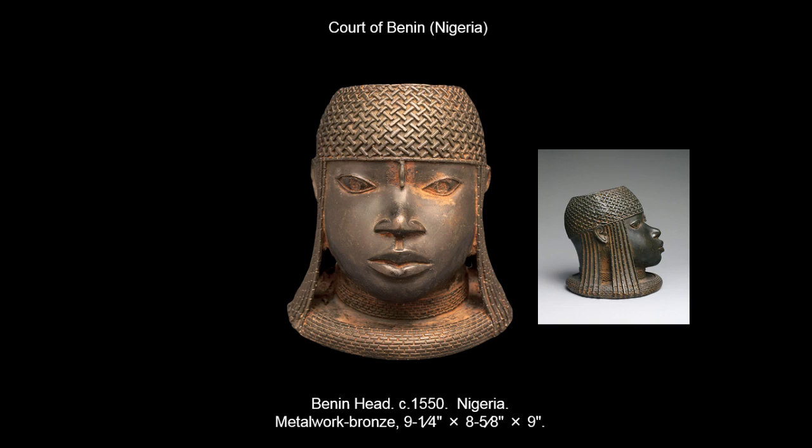Now, the reason why this is such a common sight coming out of the court of Benin is because this is a very important person we're looking at. This is an Oba, or in their language, a king. And this is a very typical thing to see in the honor, the cult of the Oba. Now, the reason why it's a head is not because it's meant to be a portrait. This isn't what the Oba looked like. Rather, it's just a head.